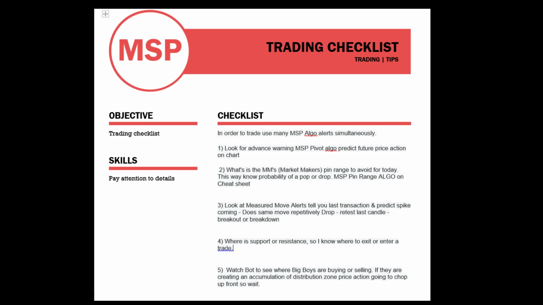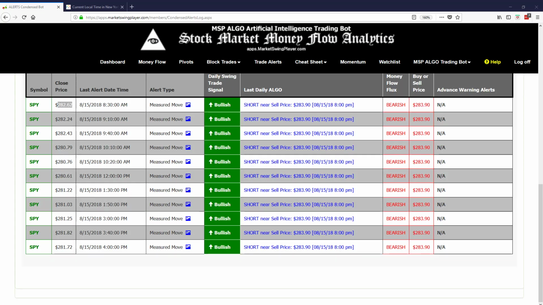Okay, so what's the next thing? It says where's support or resistance, so you know where to exit or enter a trade. So that means you've got to know where support or resistance is at. And then it says watch the bot to see where the big boys are buying or selling, if they are creating an accumulation or distribution zone. So we looked at the 15th, so we're going to go look at the app, and we're going to look at the bot and see what the bot says, right? So we got a lot of information here.